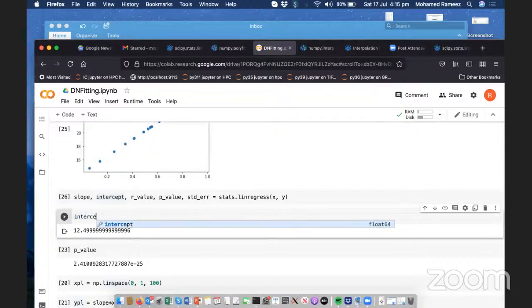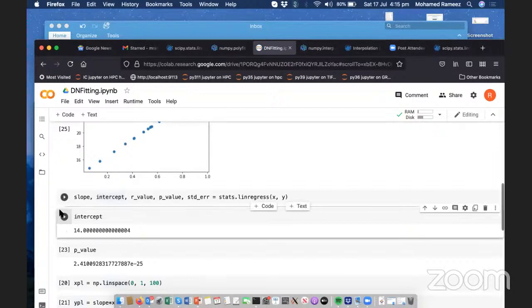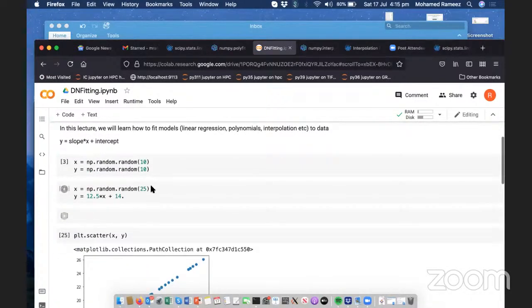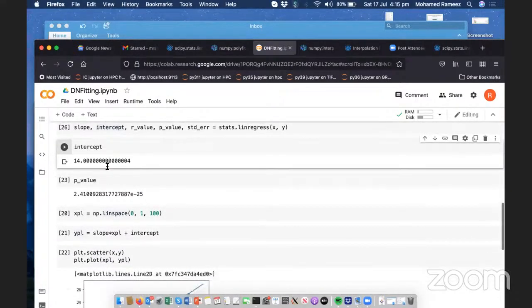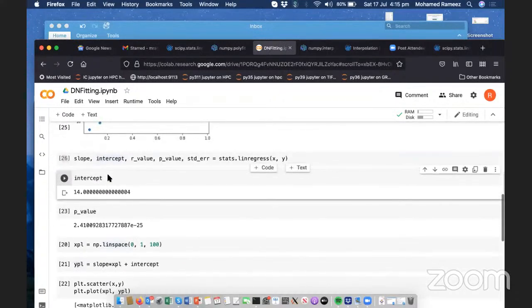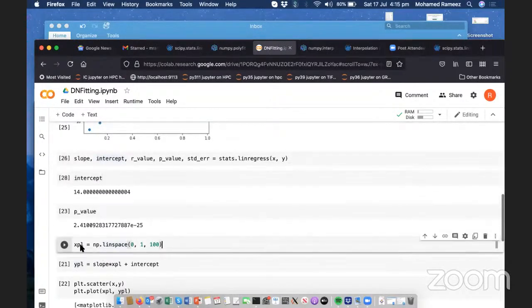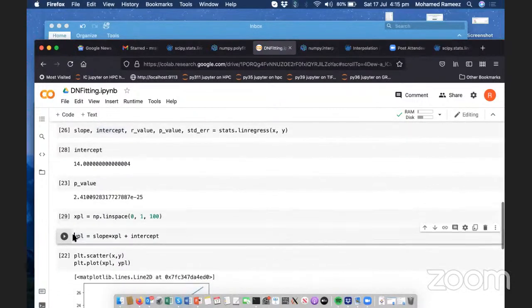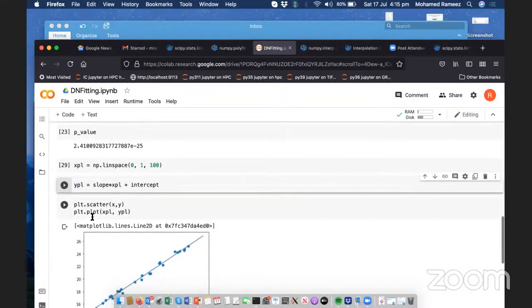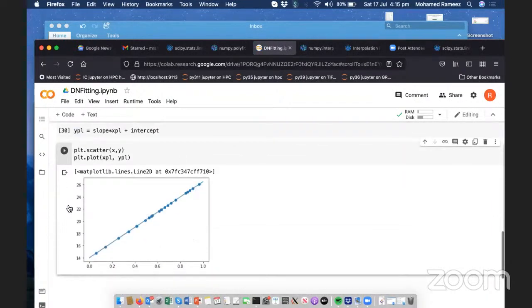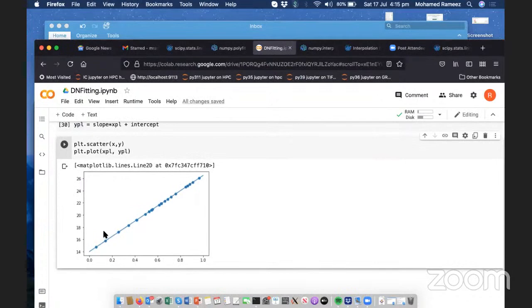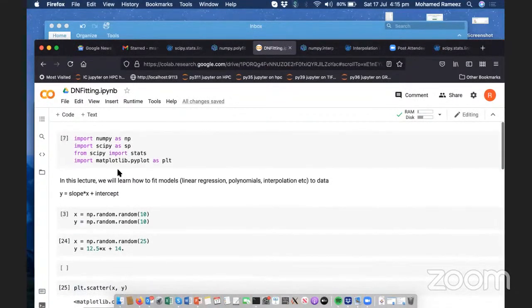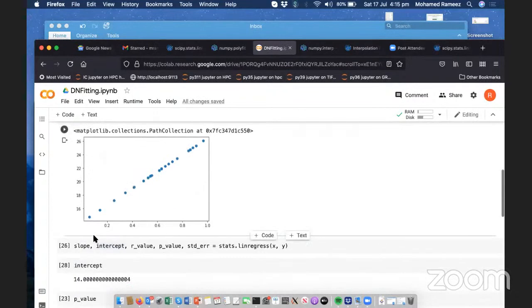Now, if you examine what the intercept is, again, you'll probably get exactly 14, which is the intercept that I put in. So now I can plot this again. As you see, the line that I produced using the fit is a perfect fit for the data points, but that's only because I generated the data points using this line.